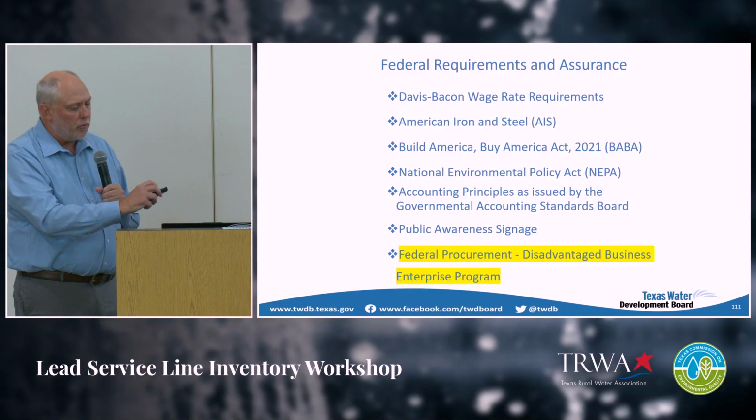I have a resource list coming up here in a couple of slides, and that particular website is linked there for your information. The other items you have to follow are governmental accounting procedures, public awareness signage. There's a couple of websites that are available where you can post that, yes, we've received these federal funds and this is how we intend to use it. And then finally, again, reiterating the federal procurement process.